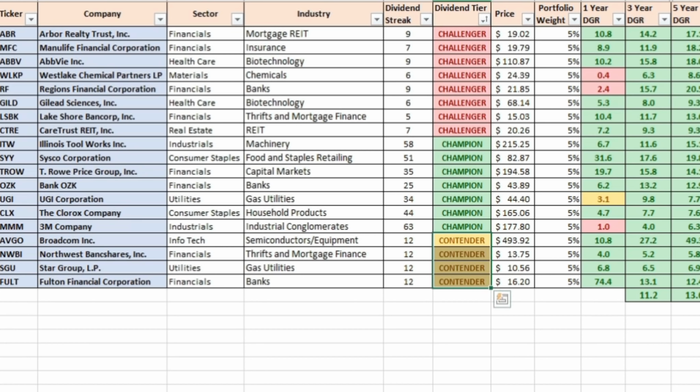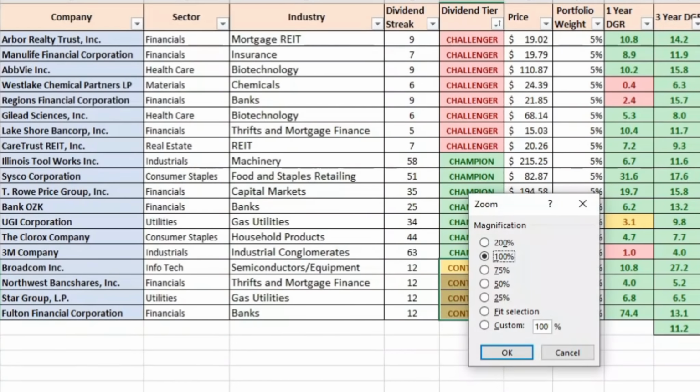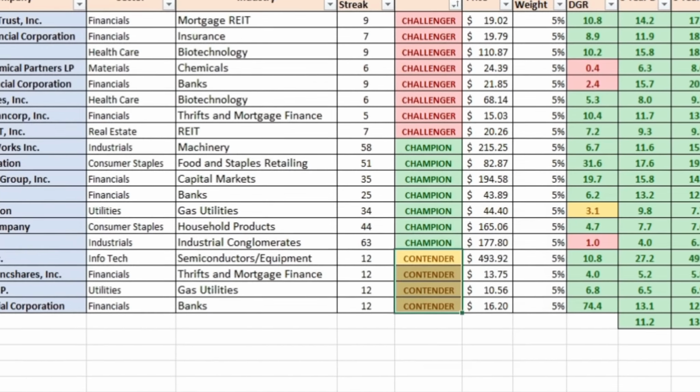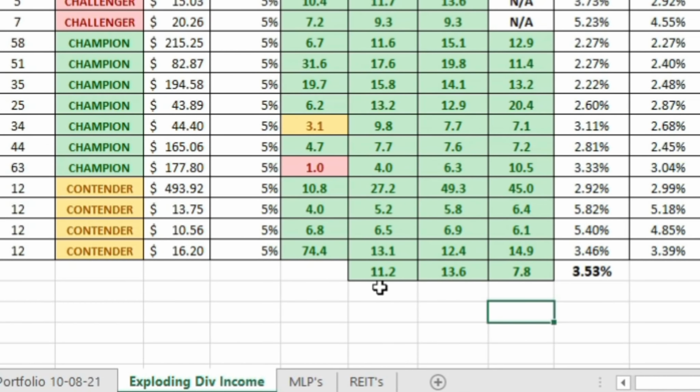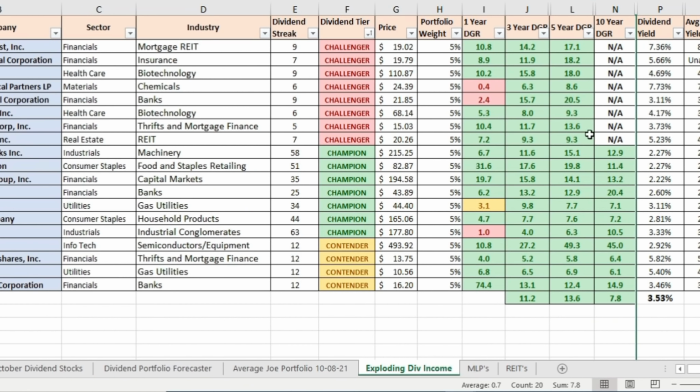And here's what I want to focus in on, guys. Let me just zoom in here, down here so you can see. Look, this is our final weighting on all this portfolio. We've got 11.2% dividend growth rate for the portfolio on the 3-year. 5-year dividend growth rate is 13.6%. 10-year growth rate is 7.8%, but this number down here doesn't factor in the fact that half of them are NA, so it's actually much higher here. And then here's our portfolio yield right now, 3.53%.